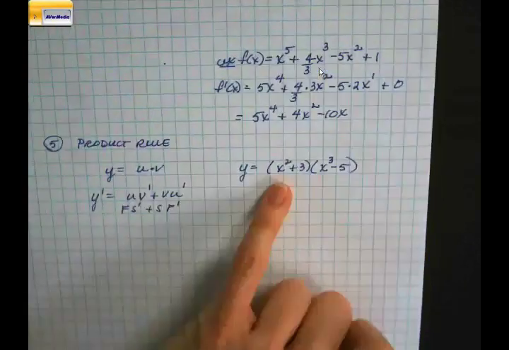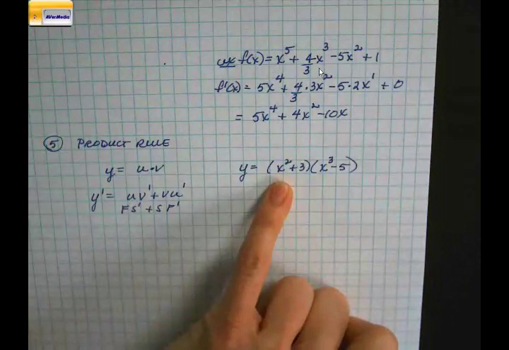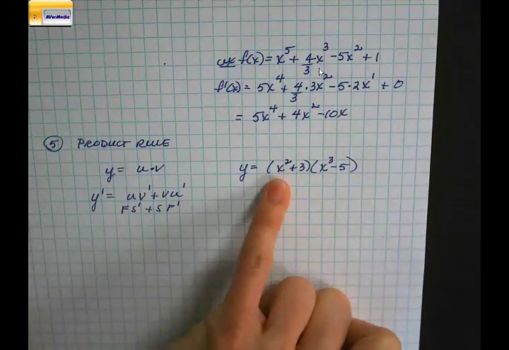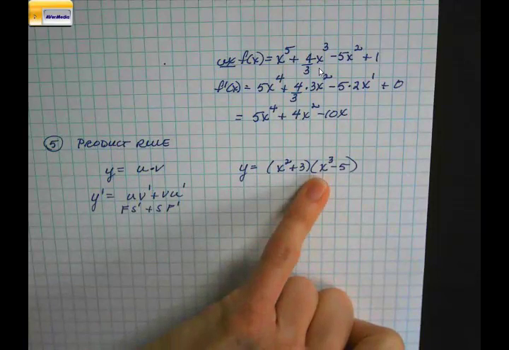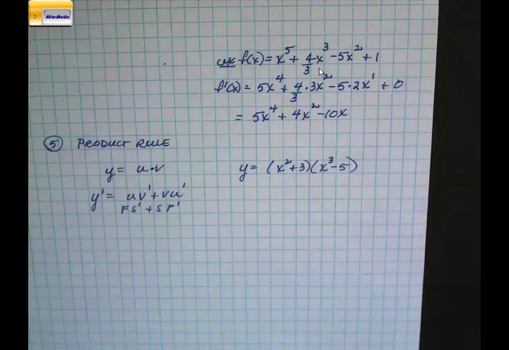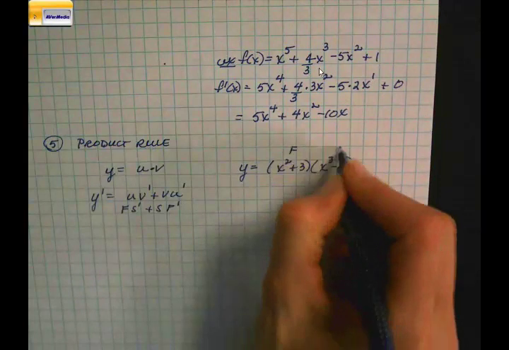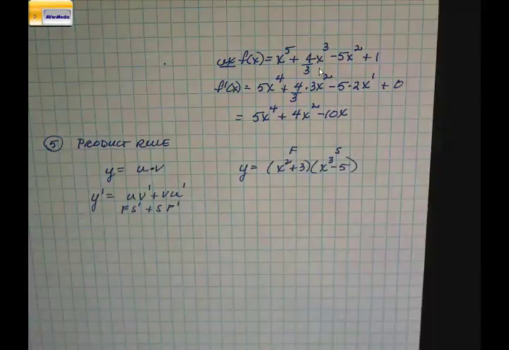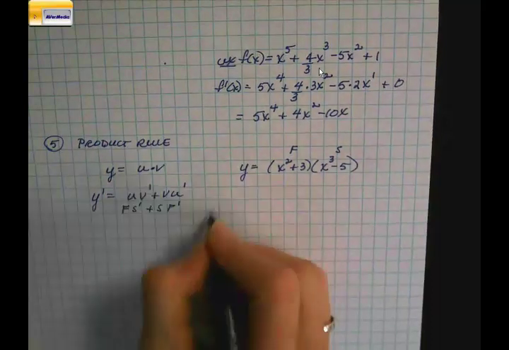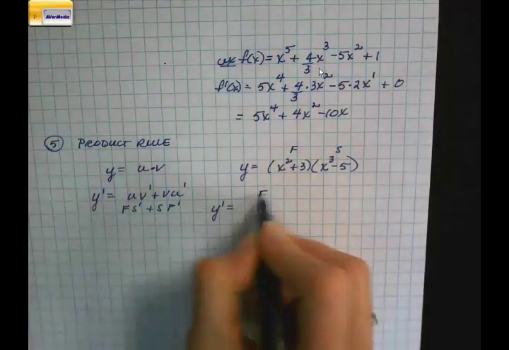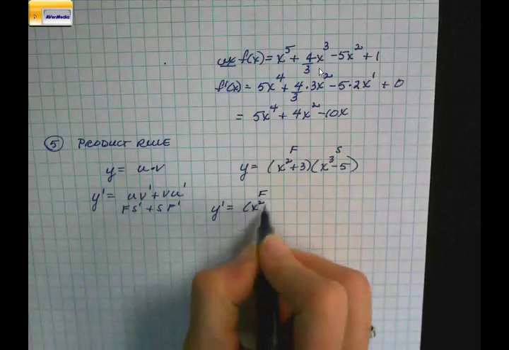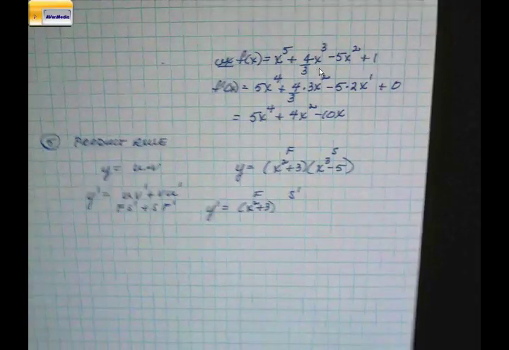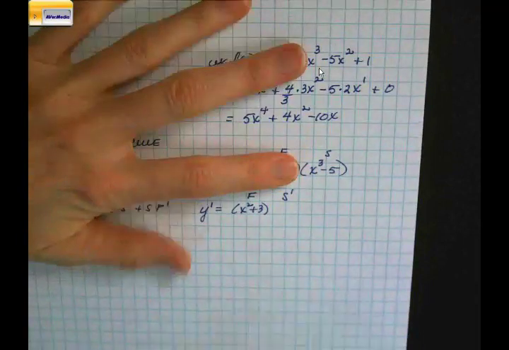That is a product where u is the x squared plus 3 and v is the x cubed minus 5. So in my mind, I'm thinking, here's the first one and here's the second one. So I'm going to do the first times the derivative of the second plus the second times the derivative of the first. So I put the first, which is x squared plus 3, times the derivative of the second. Okay, what is the derivative of x cubed minus 5?